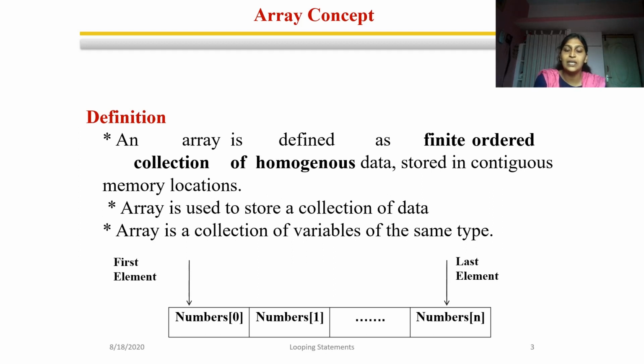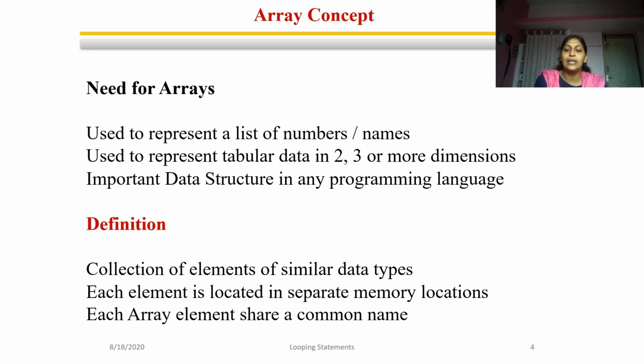When we save those values inside the memory, at any time if we want to retrieve them, we use the index number to access that element. The index number starts with 0 and ends with n minus 1. Arrays are used to represent a list of numbers or names. We can use a two-dimensional array, or a three-dimensional one, and if you have more than one dimension, it is a multi-dimensional array.